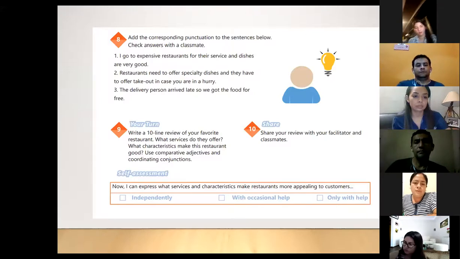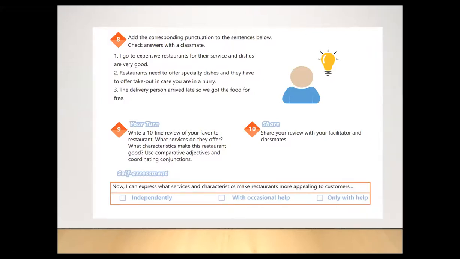your essay. It's kind of an essay, right? But you're going to write down a 10-line review. If you want to do it like a sentence and a second sentence, third sentence, that's okay. If you want to do it like a paragraph and you continue with periods and commas, that's okay. So think about your favorite, your top restaurant, and answer the questions that appear here. You can use the comparatives and the coordinating conjunctions. The most important is that you include the elements that we have been practicing.